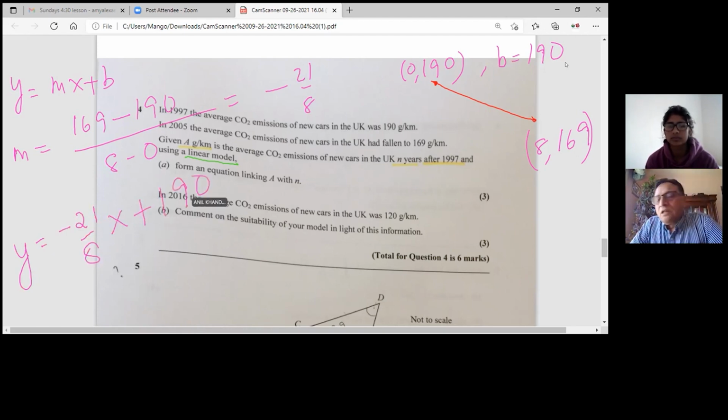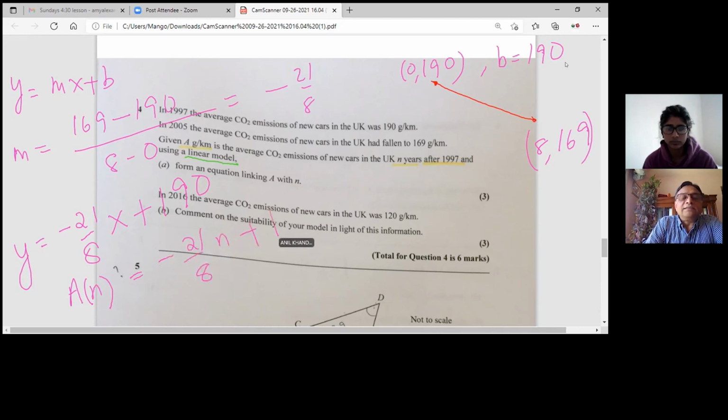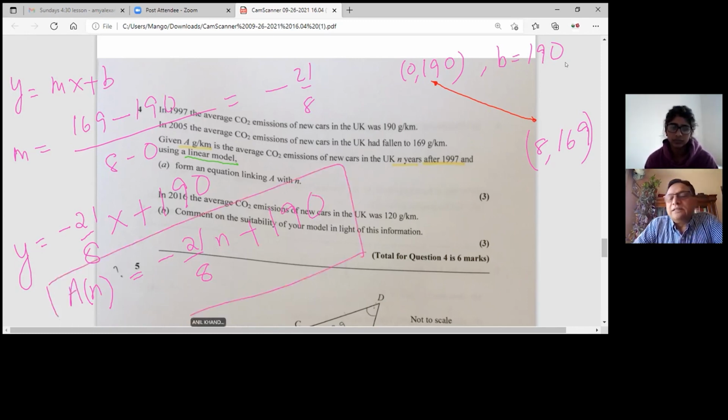Is that clear to you? So you're reducing from 190 at the rate of 21 over 8, right? Slightly more than 2 point something. Correct. So that is how you form a link between A and n. So we should use function notation in this. I just wrote the equation of line. So we are saying that given A grams per kilometer is the average CO2 emission, A as a function of n, the number of years, is equal to minus 21 over 8 n plus 190. Is that okay? That becomes our equation in terms of the variables which are defined in the question.